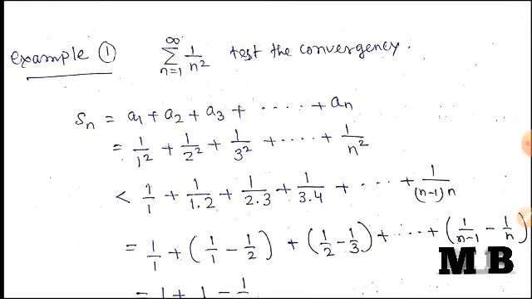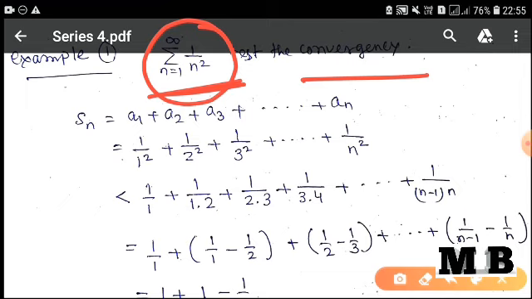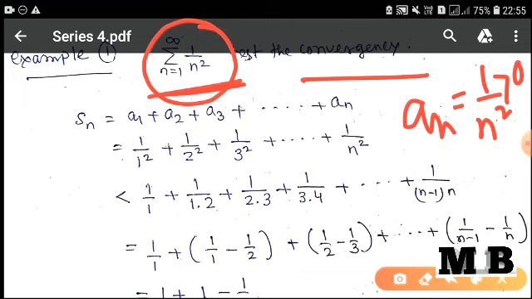For that, you can say a basic criteria. Here I have considered one example: we need to check the convergence of the series summation 1 by n square. It is clear from the construction that a_n is basically 1 by n square, so all of these a_n are greater than 0. That means it is a series of positive terms.